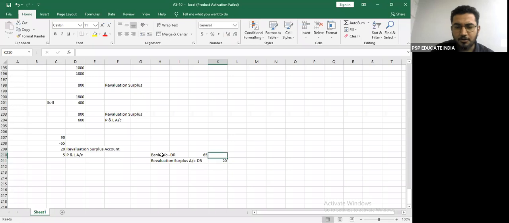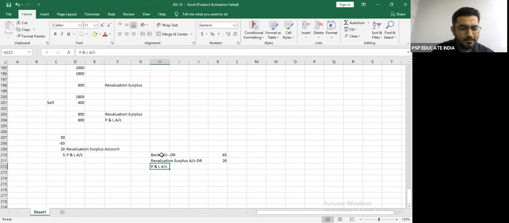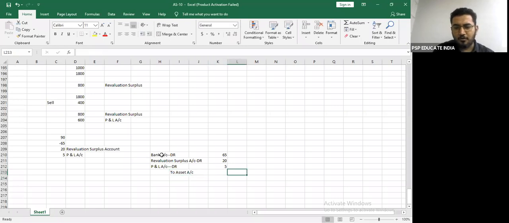Rupees 20. Okay. Then P&L account debit rupees 5. P&L account will be debited by rupees 5. To asset account 90.